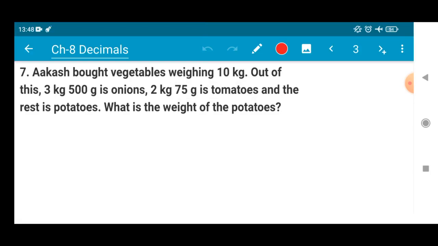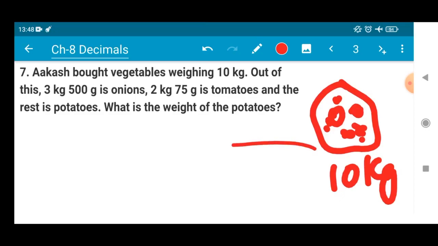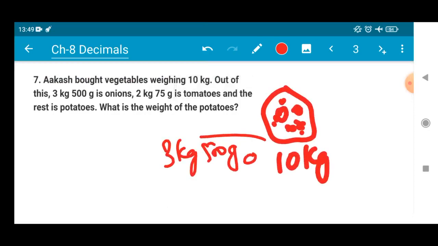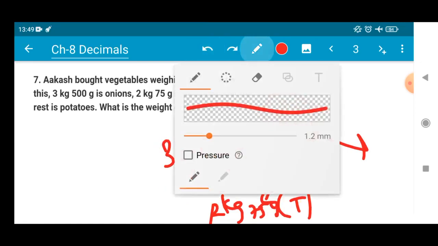Akash bought vegetables weighing 10 kg. So the total weight of the vegetables was 10 kg. Now out of this 10 kg, 3 kg 500 gram was onion, let me write it as O, 2 kg 75 gram was tomato, and the rest is potato. What is the weight of the potato? That we have to find.